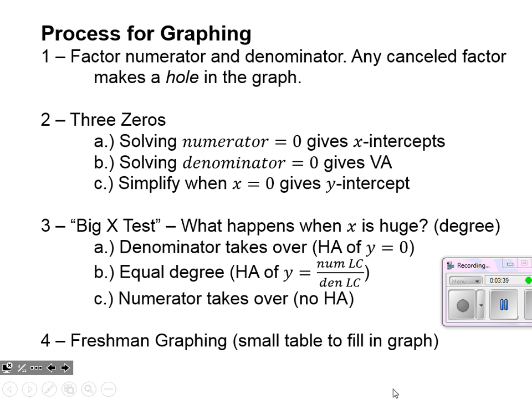So right away, we were able to get a vertical asymptote or more than one vertical asymptote. And we're also able to get x and y intercepts. We're getting points on the graph. We're making the picture after the first step, which is really nice.